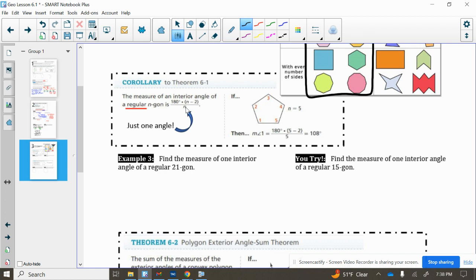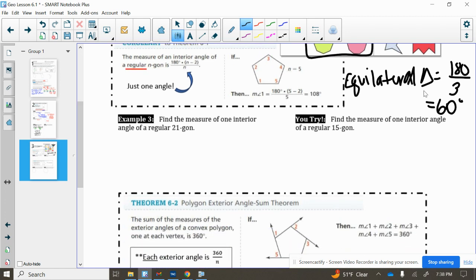So think about back when we did equilateral triangles in topic 4. We know that we were finding the value by doing the total sum of 180 divided by 3, and each one would have a 60-degree angle. We now can do that for other regular polygons besides a triangle. So for instance, if we want one interior angle for a 21-gon, we are going to take the total sum, so 180 times n minus 2, and then we are going to divide that by the total number of sides our figure has.